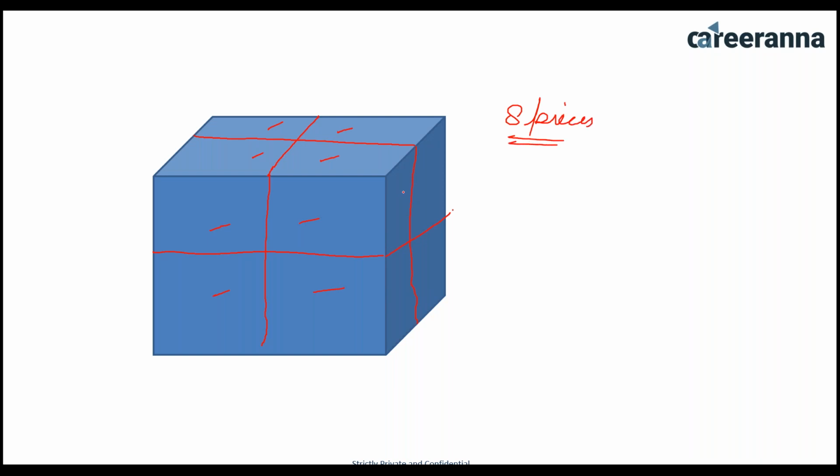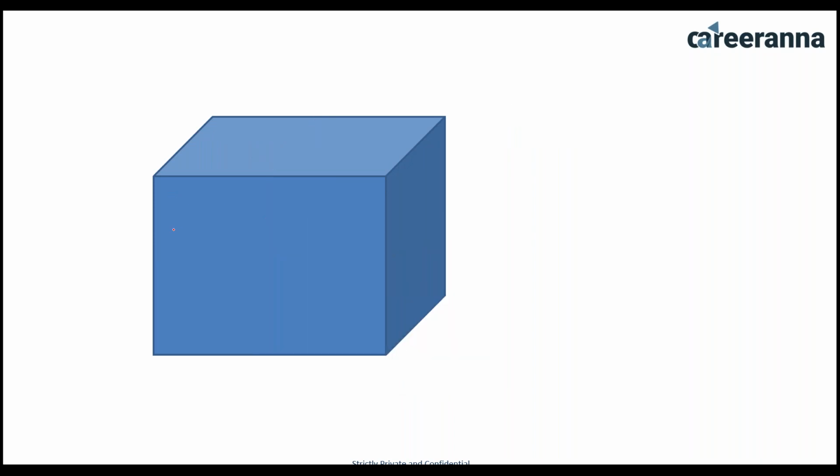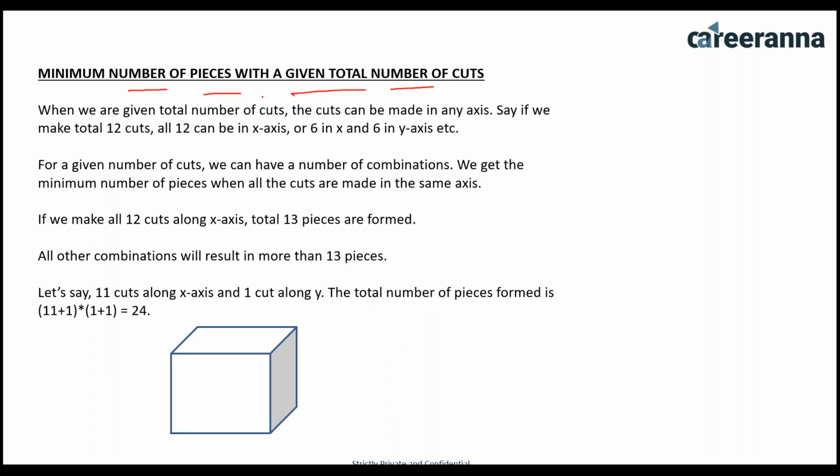Okay, so if I have to get the minimum number of cubes, what I can do is, I will make all the cuts along one axis. 1, 2, and 3. So if I have made all the cuts along one axis, which is x-axis, there will be 1, 2, 3, 4 pieces. Is it clear? Okay, so now let's read the data which is given.